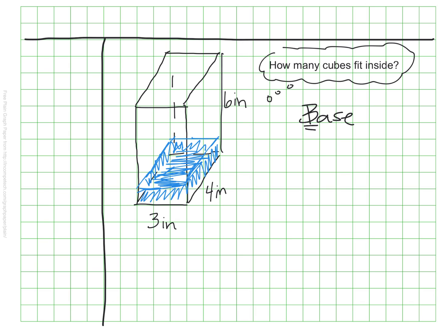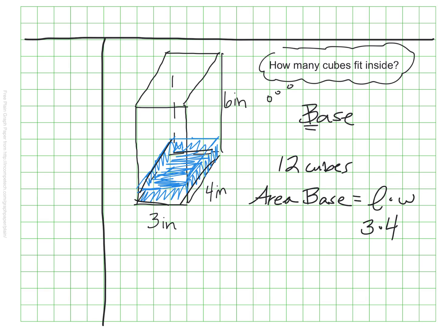If I were to cover this entire bottom layer with cubes, I would be able to fit 12 cubes along the bottom, right? And I can figure that out by essentially finding the area of the bottom of my figure. So I'm going to find the area of this big base, the whole bottom of my 3D shape. I'm going to do that in this case by multiplying my length times my width, or 3 times 4. So I find out that there are 12 cubes here.